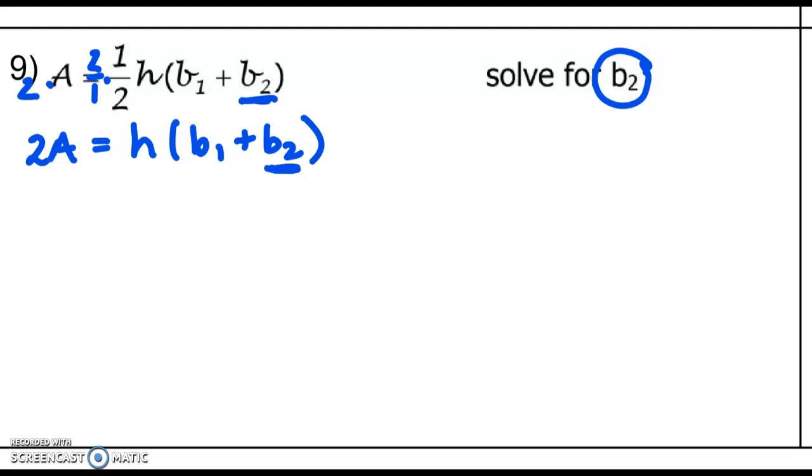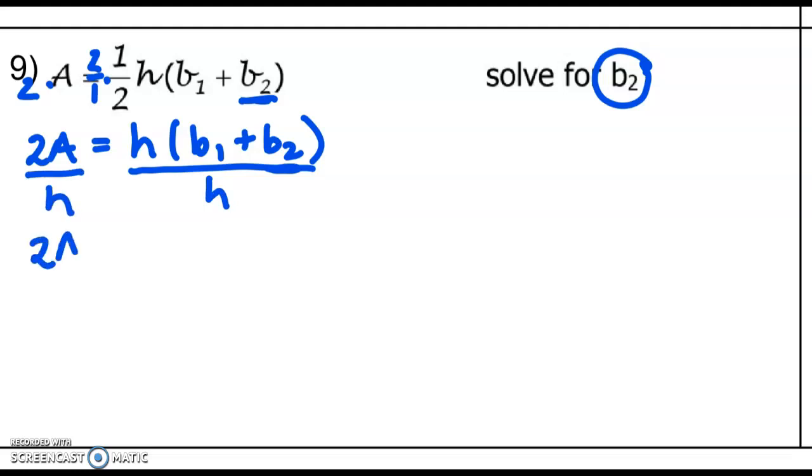So again, we're still trying to solve for b2, and I'm just slowly undoing everything, starting at the outside and working my way in. So if I go to the outside now, I am multiplying the sum of b1 plus b2 by h. So since this is being multiplied, to undo that, the inverse operation is divide. So I'm going to divide this side by h. If I divide one side by h, I have to do the same thing for the other.